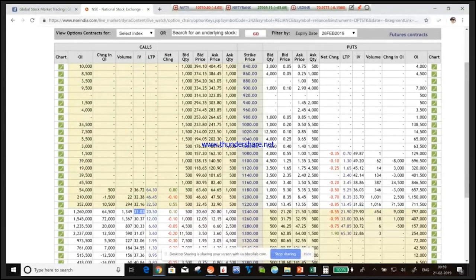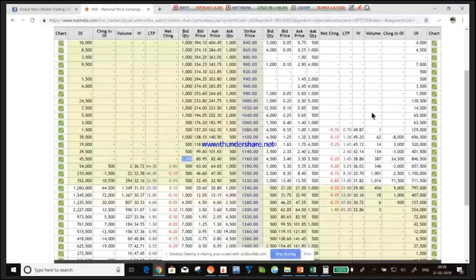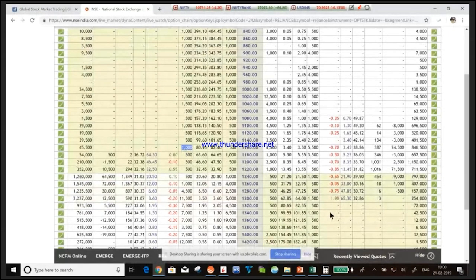So the bid, this is number of shares. That means this is one lot. This is 1,000, means two lots. Clear, Arun? Okay. Similarly, you have everything on the put side. So call in the money, put out of the money, call out of the money, put in the money.